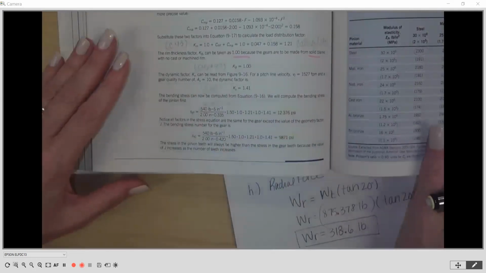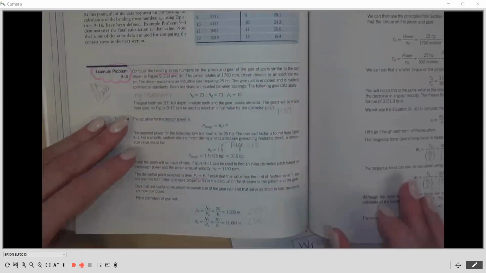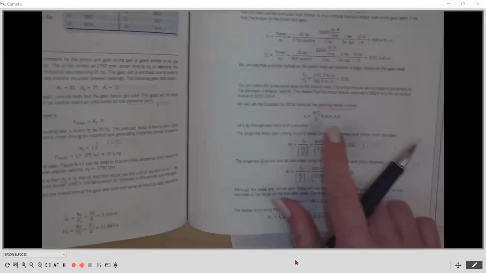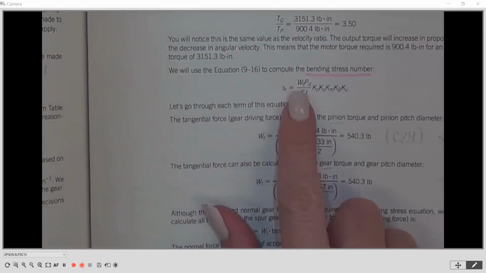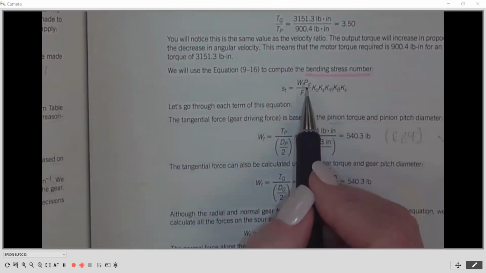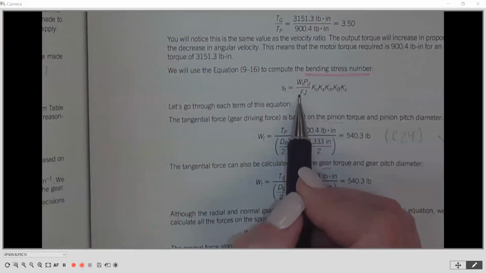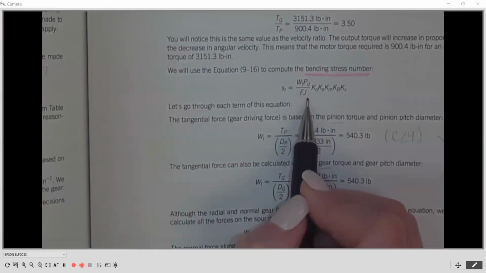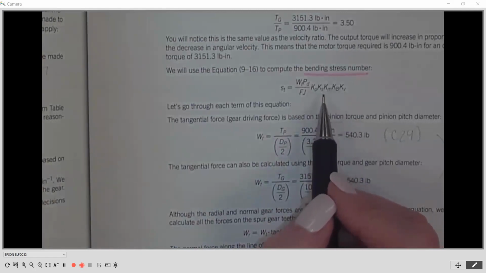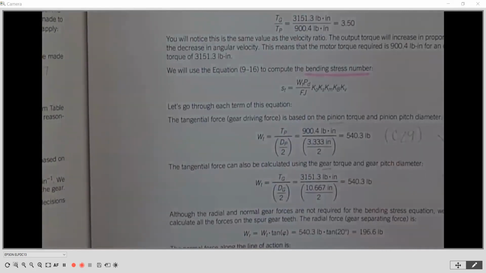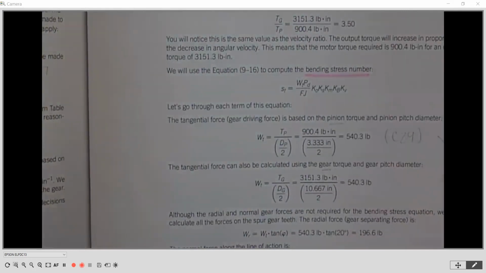Now, as we look back at our equation for calculating our stress number, right here on page 385 in our problem is that equation. For the bending stress only, we needed the tangential force and our diametral pitch. We divided by our face width. We got our J factors for both the pinion and the gear. And then we just now added all of those K factors as they apply to the bending stress. If we didn't put something in, that means it's going to apply to the contact stress, okay? Because we didn't fill in all of the lines yet.